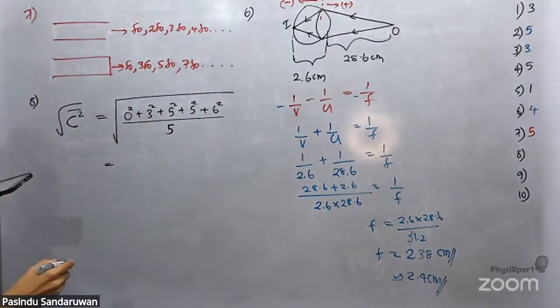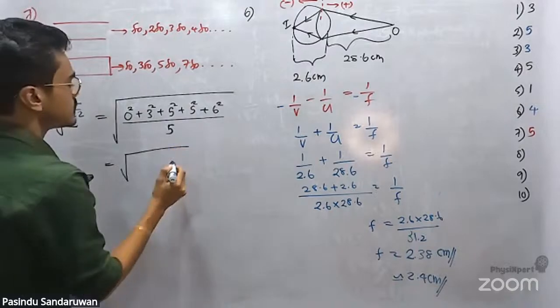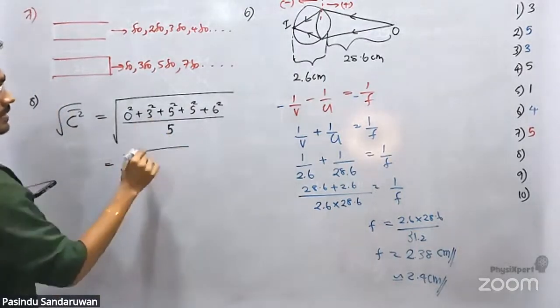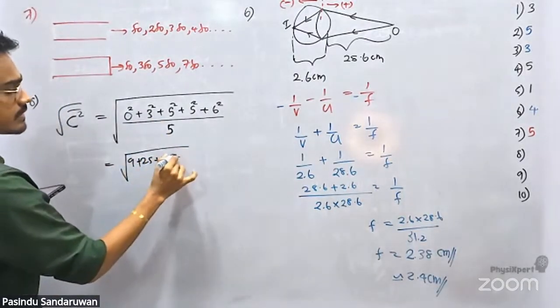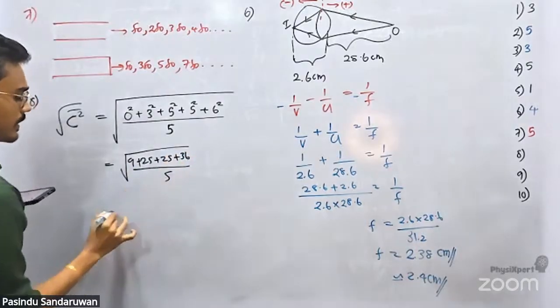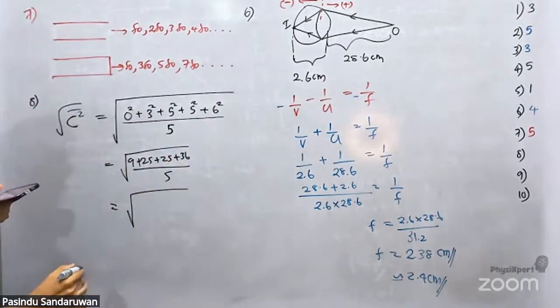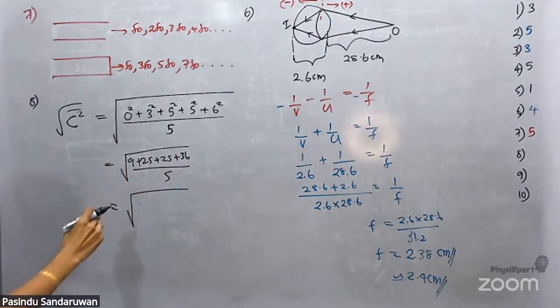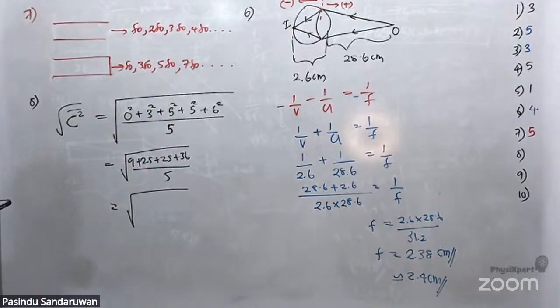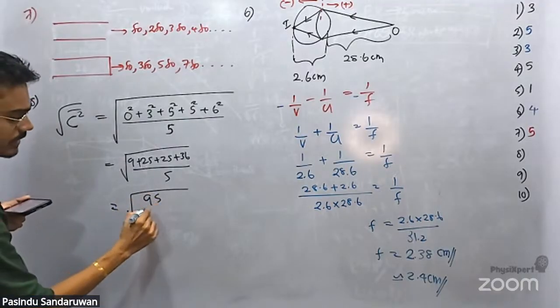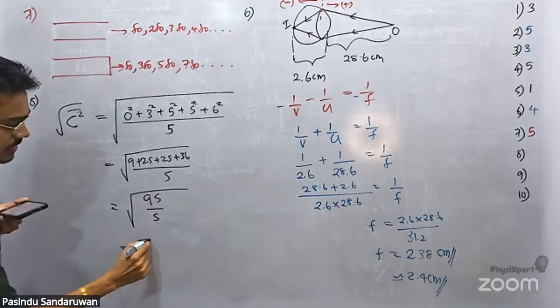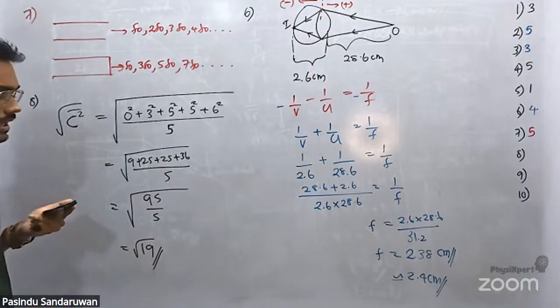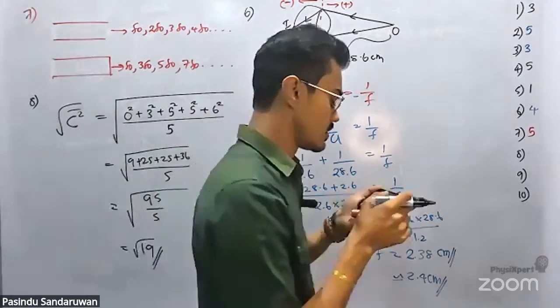Simplify this. Root of (0 plus 9 plus 25 plus 25 plus 36) over 5. That is root of 95 over 5. It is divisible: root 19. For 8, answer 3.